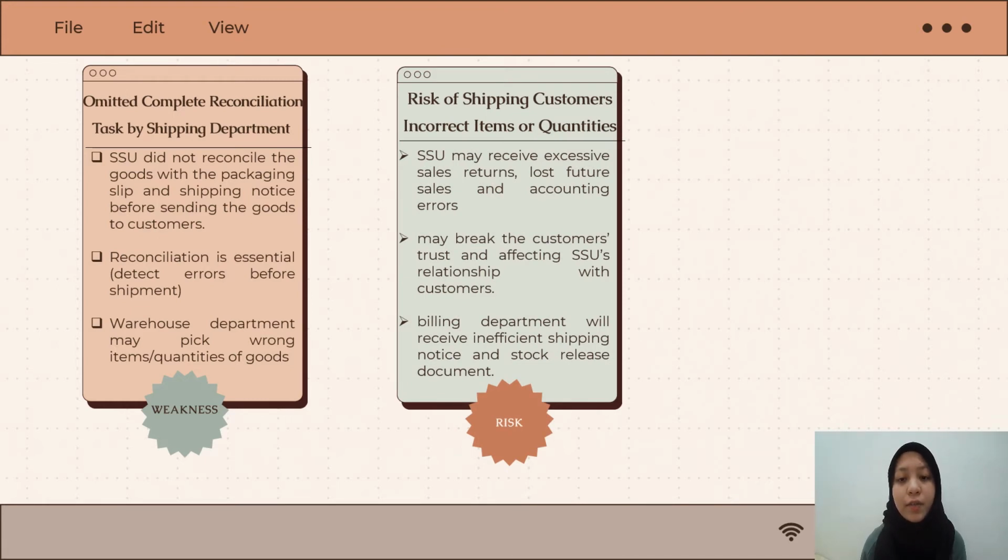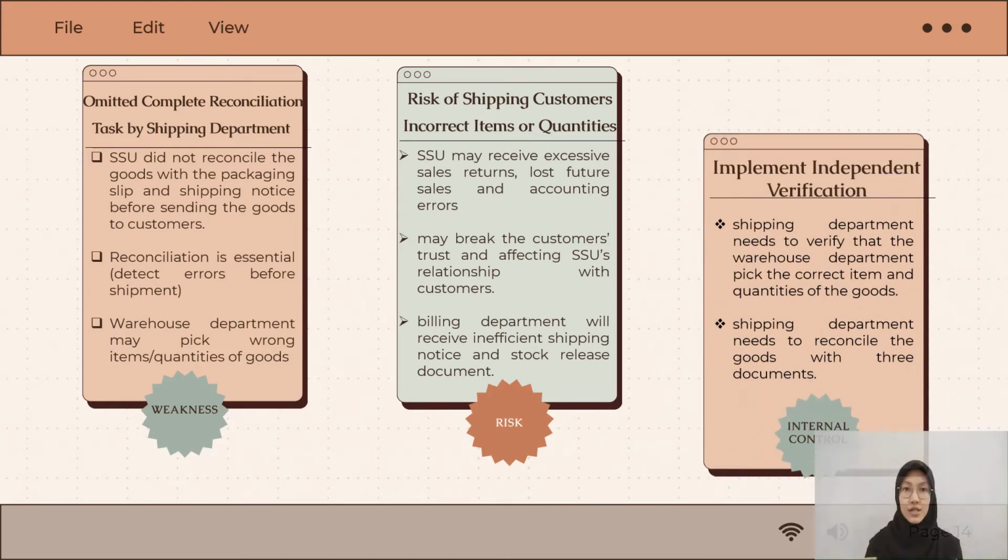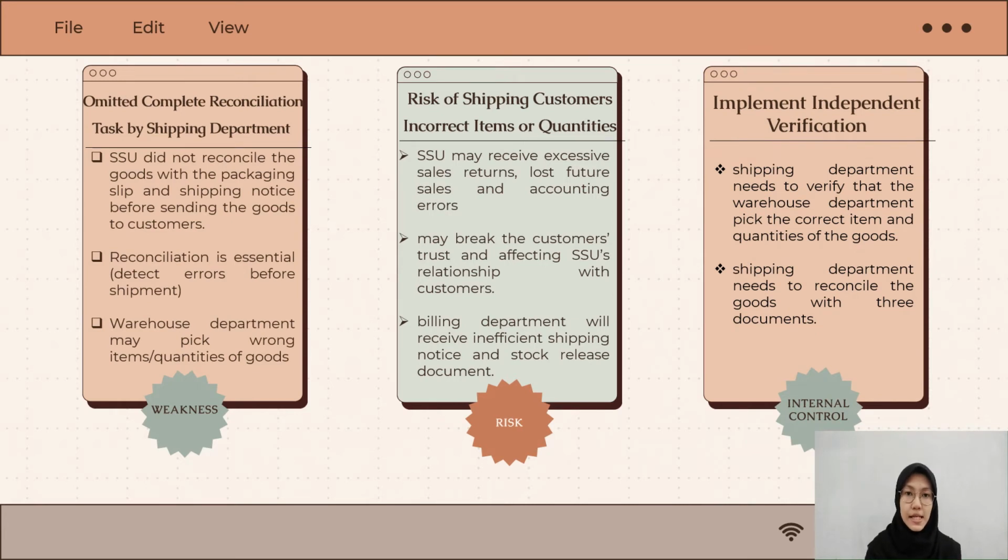SSU may receive excessive sales returns, lost sales, and accounting errors. So, this may break the customer trust and also affect SSU's relationship with customers. Other than that, the billing department will receive inefficient shipping notice and also stock release document. To overcome this weakness and risk, SSU needs to implement independent verification before the goods are shipped to the customers. It is considered as one of the physical controls.